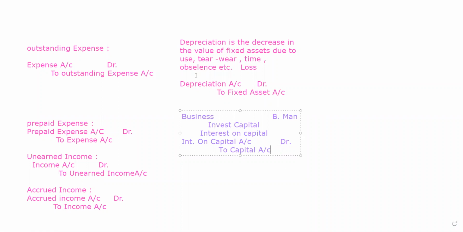I'm repeating once again. There is a businessman. The businessman invests capital in the business. In return, the business gives interest on capital to the businessman. So interest on capital will become an expense for the business, so it will be debit and capital will be credit. Vice versa, drawings are also there.